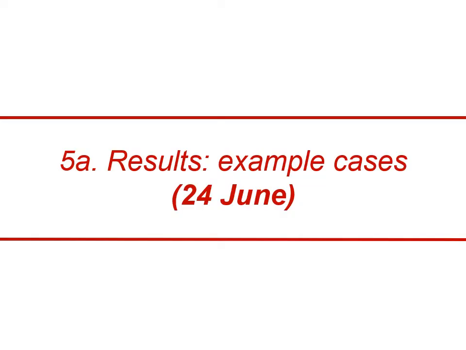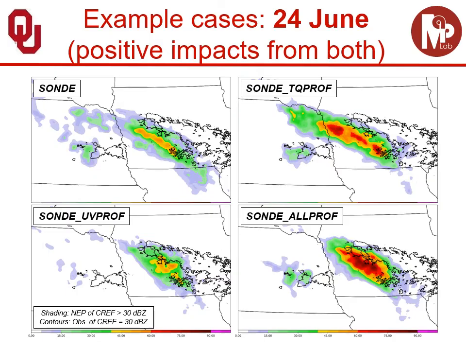Now, in this final section of results, I'll go through a couple of example cases to better illustrate some of these impacts. The first of these cases is 24 June, which was a frontal overrunning event where we saw positive impacts from assimilating both data sets.